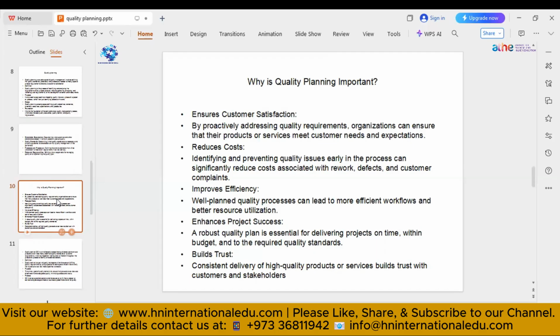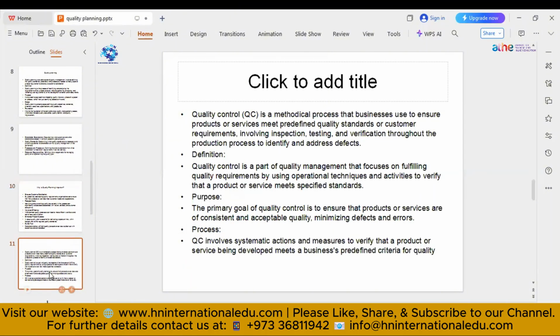Thank you. Yes, it is all self-explanatory that if we do quality planning, you will achieve all these points: reduce cost, improve efficiency, project success, and trust building. It is evident that if the quality planning is done in the best way, you will achieve all these easily. Now, the next one is quality control.